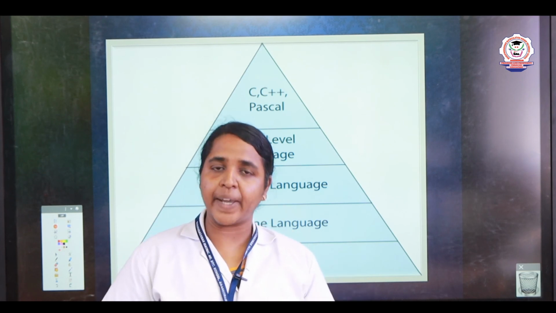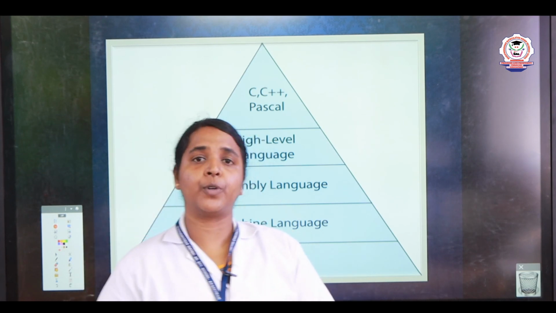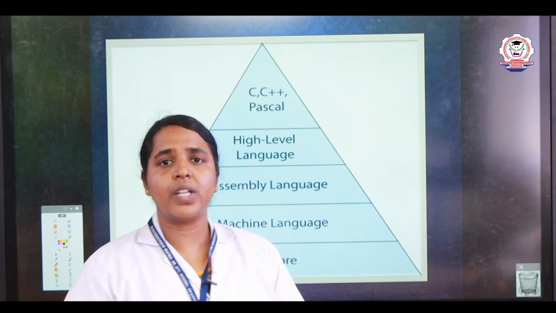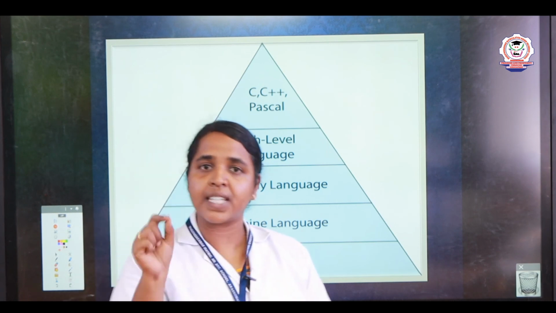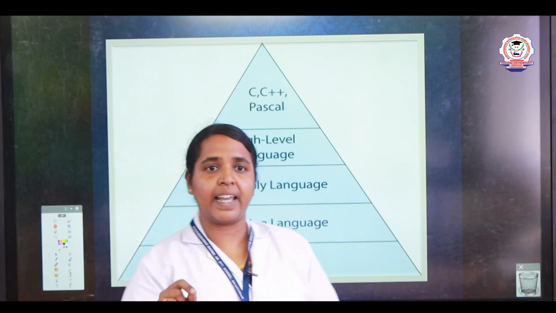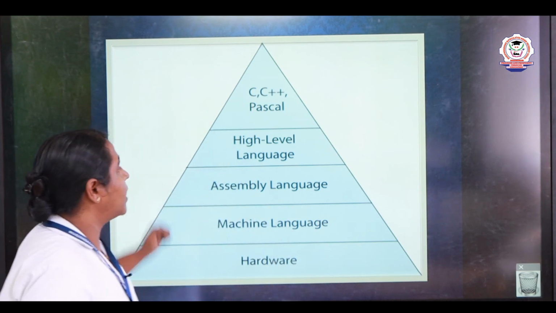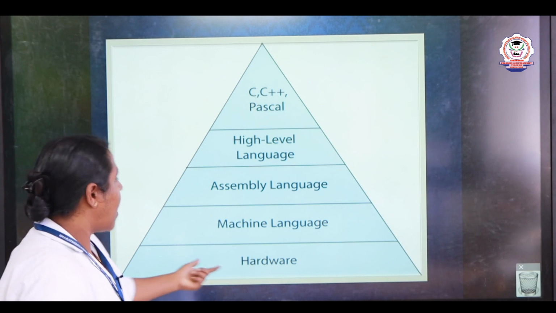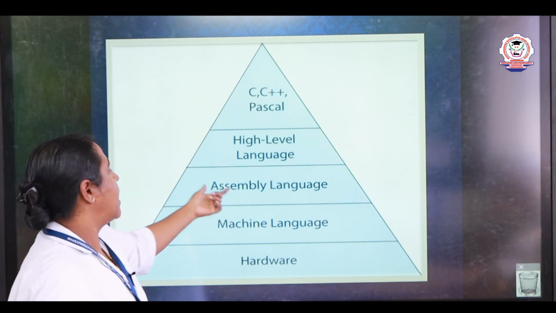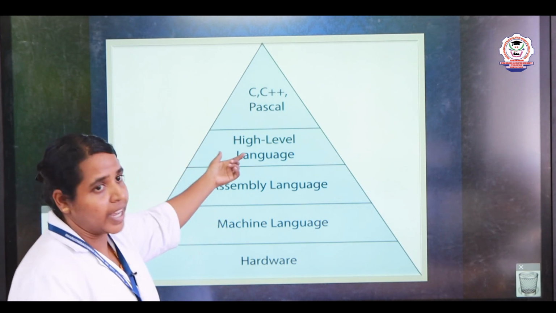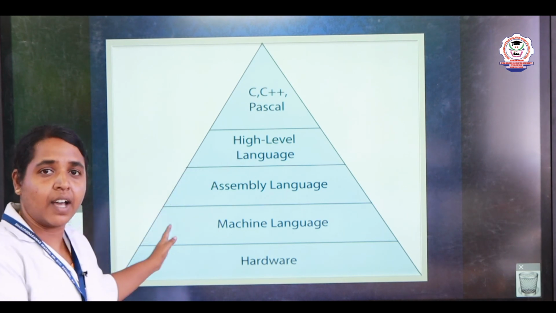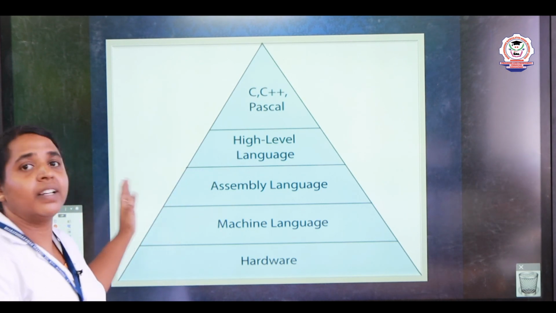What is a compiler? It reads the full program and executes it. What is an interpreter? It reads the first line and executes it, then the second line and executes it. Next we saw the triangle of programming languages: hardware, machine level language, assembly level language and high level languages. This is the triangle of programming languages.